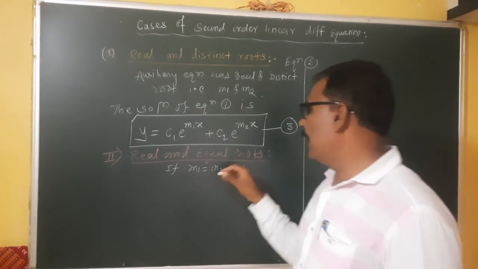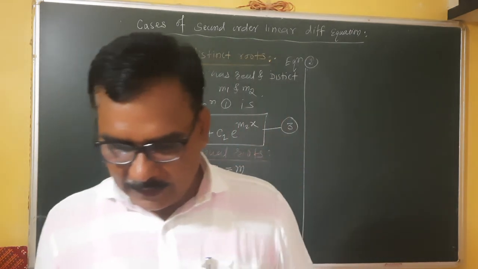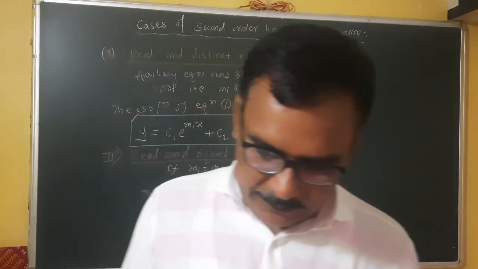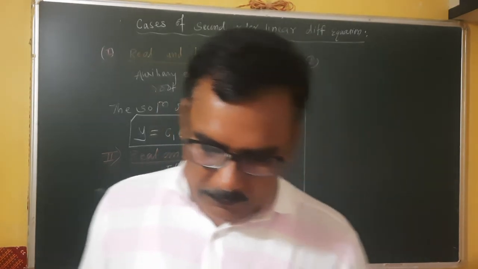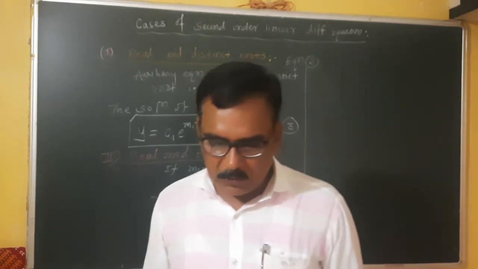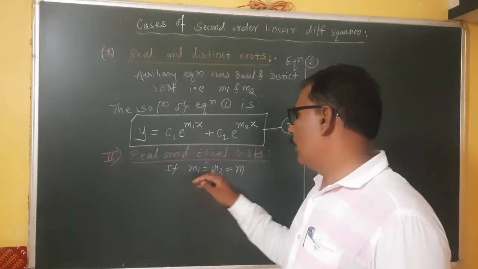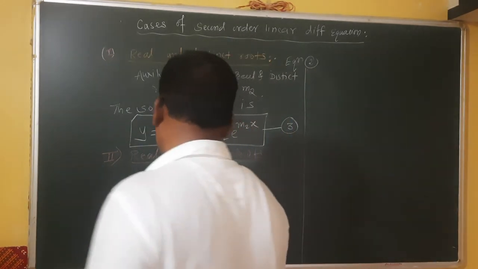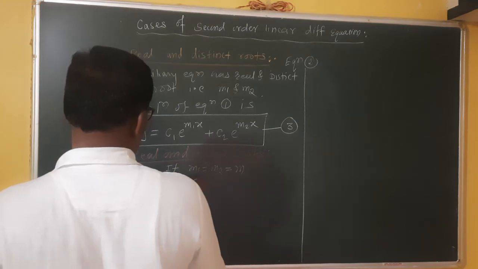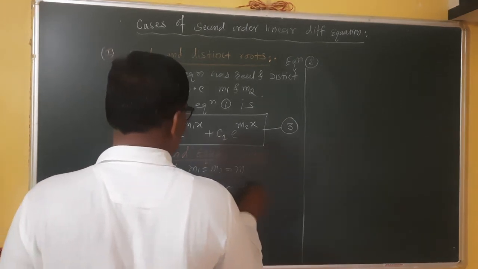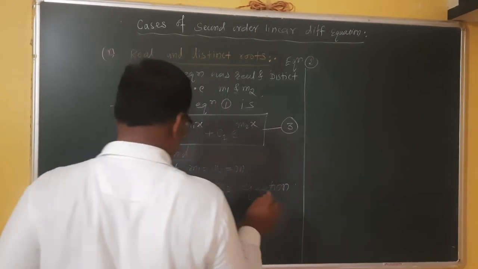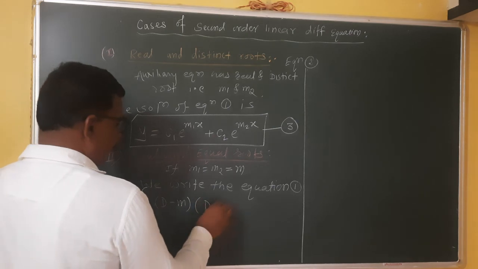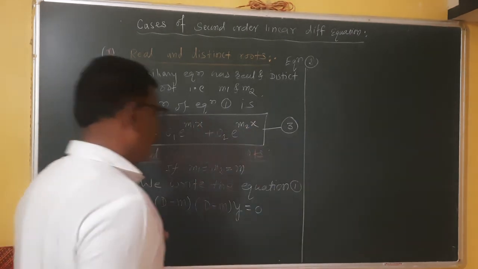When the auxiliary equation has real and equal roots, the complete solution is not given by equation number 3, since such a situation has only one constant. In order to get the solution of the differential equation when the auxiliary equation has two equal roots, m1 equals m2 equals m, we write equation 1 as (D minus m)(D minus m) y equals 0.